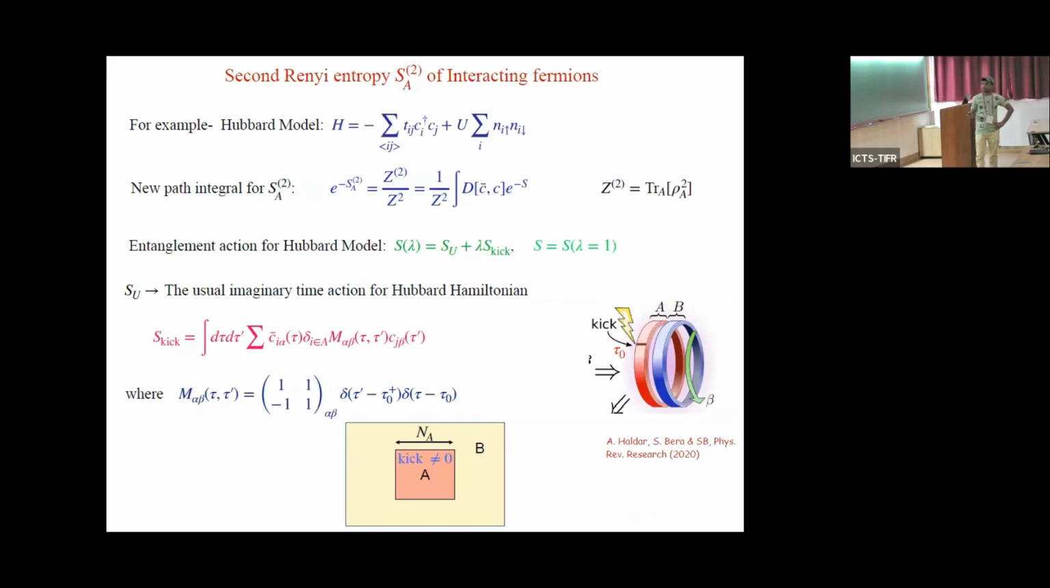So let's calculate this for an interacting system. We took the Hubbard model for this case. We can formally write the path integral, e to the minus the action, for the second Renyi entropy. The action now has an extra term, the kick term. That kick term comes in here, and the expression of this kick term is this. I am not going to talk about how it comes; it is in the earlier work. This kick term is introduced, as I said earlier, at tau naught, and is non-zero in the A subsystem only.